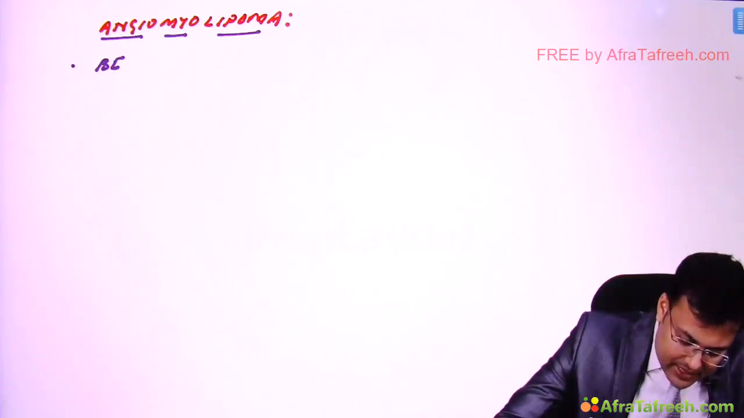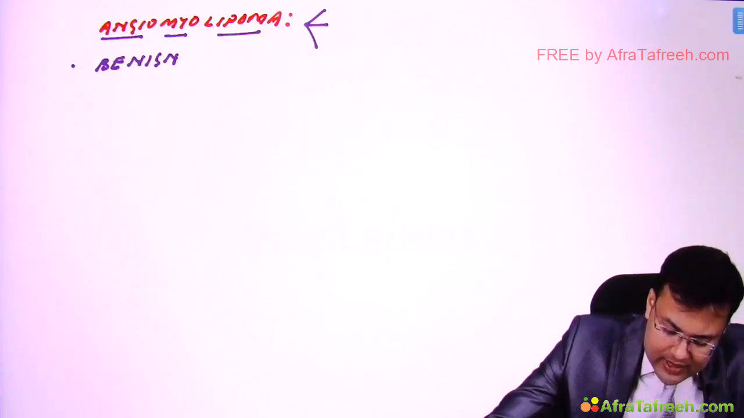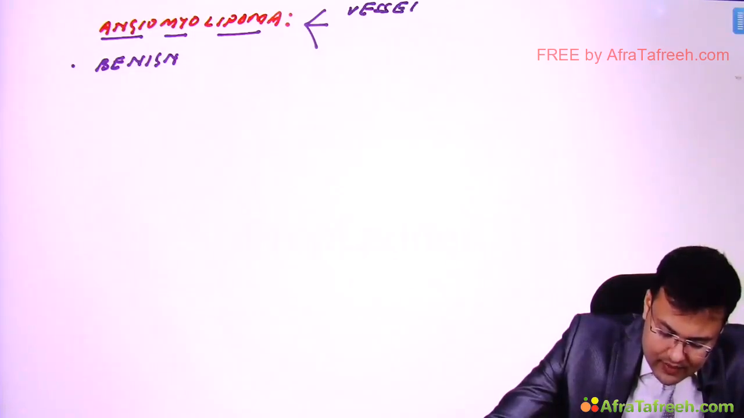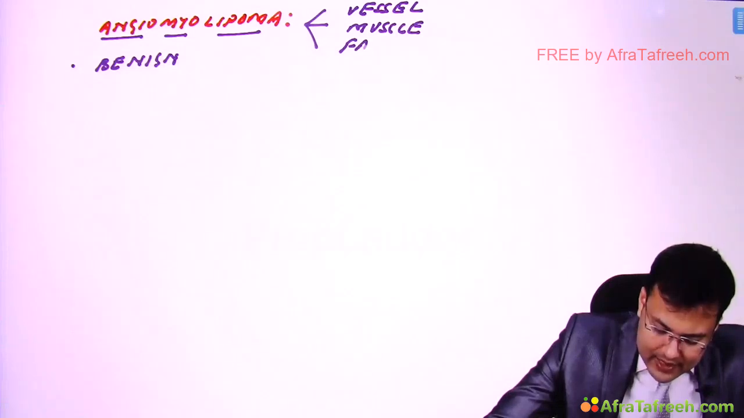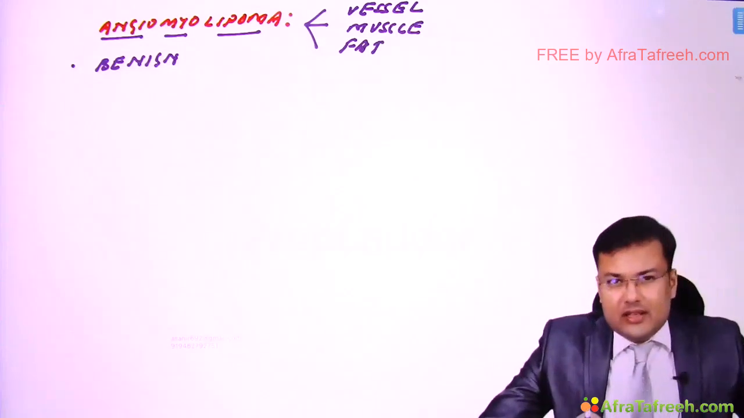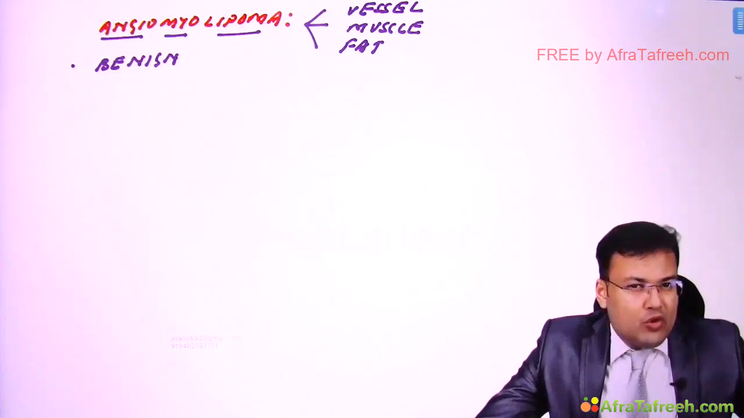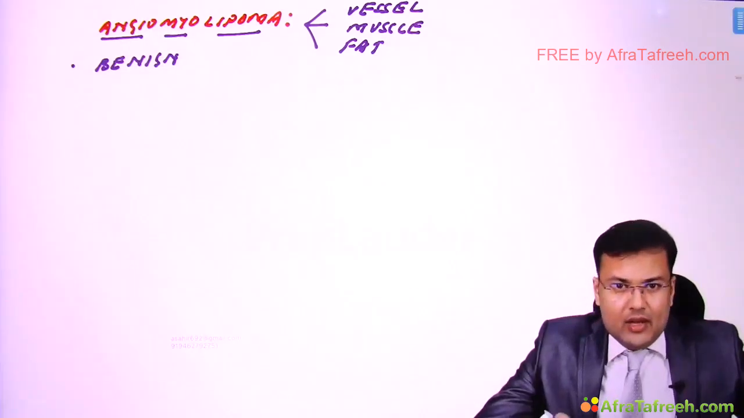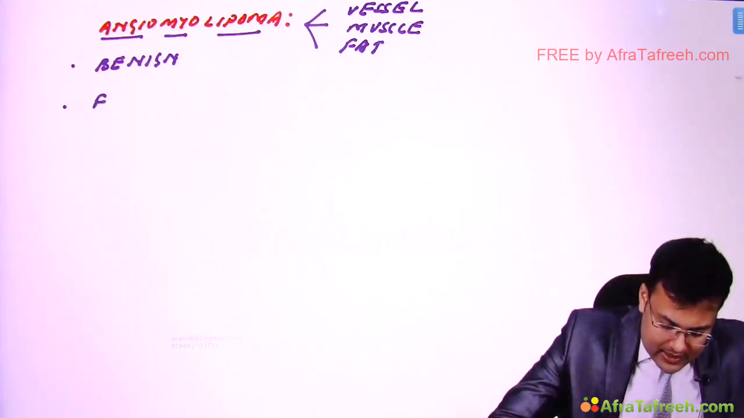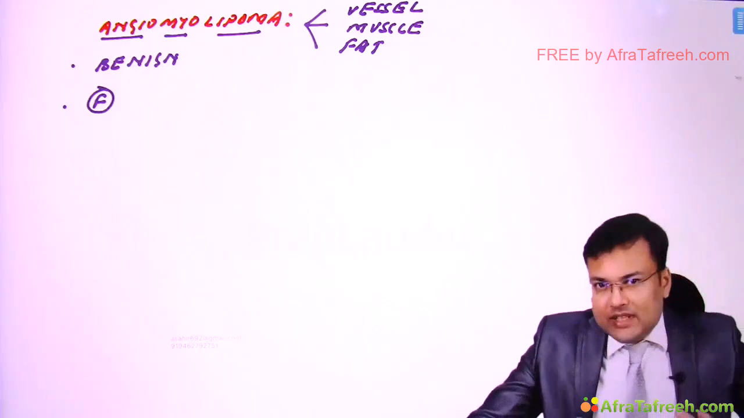This is benign tumor and it is composed of angio means matured vessel, myo means muscle and lipoma means fat. Clear? Generally this angiomyolipoma, it is more common in females and it is usually seen in 5th to 6th decade. More common in females and it is seen in 5th to 6th decade.